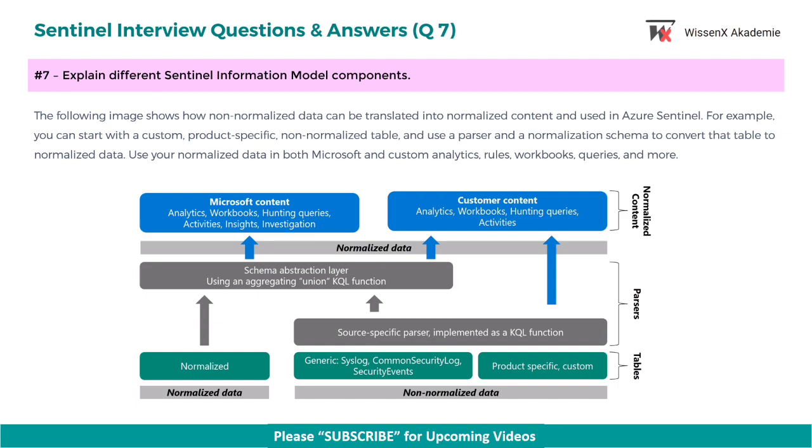The following image shows how non-normalized data can be translated into normalized content and used in Azure Sentinel. For example, you can start with a custom, product-specific, non-normalized table, and use a parser and a normalization schema to convert that table to normalized data. Use your normalized data in both Microsoft and custom analytics rules, workbooks, queries, and more.